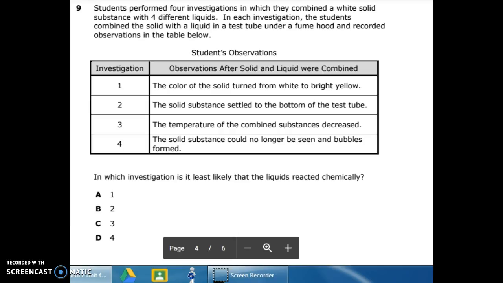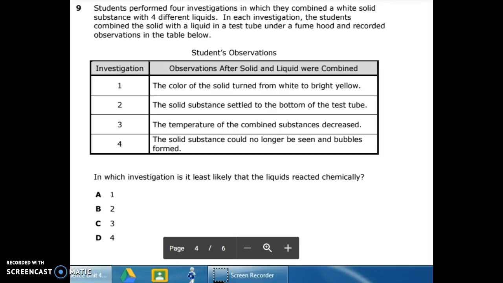In investigation 1, the color of the solid turned from white to bright yellow. Number 2, the solid substance settled to the bottom of the test tube, and settled means goes to the bottom and stays there. 3, the temperature of the combined substances decreased. 4, the solid substance could no longer be seen and bubbles formed.